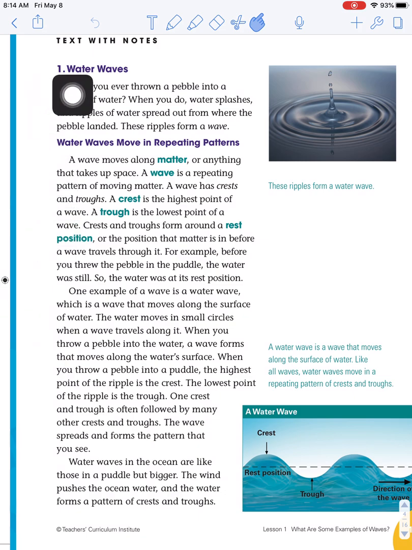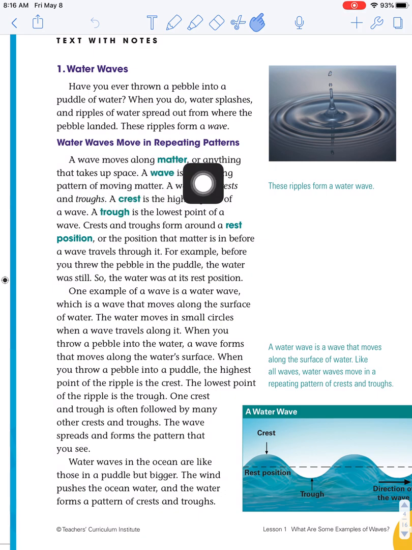The first section that we're going to read for today is water waves. Have you ever thrown a pebble into a puddle of water? When you do, water splashes and ripples of water spread out from where the pebble landed. These ripples form a wave, and you can see in the picture here, these ripples form a water wave. So here's the splash, and here's the ripples that are coming out as a wave. Water waves move in repeating patterns. A wave moves along matter, or anything that takes up space.